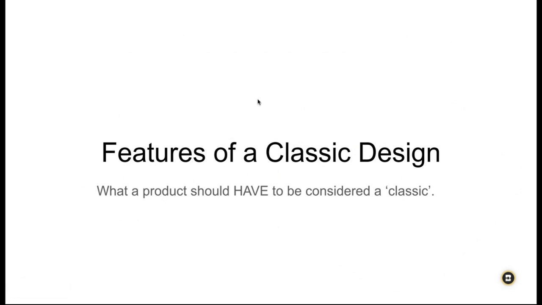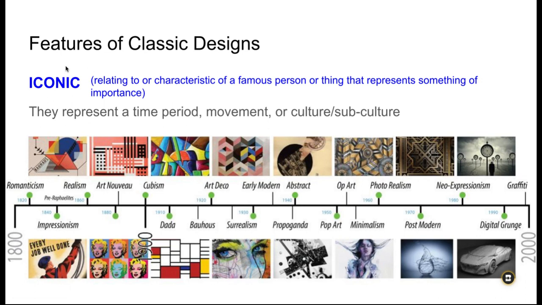Okay, so we're going to start with an overview of the features of a classic design. These are the things that a product should have to be considered classic. So the first thing is they should be iconic. The dictionary definition of iconic is relating to or characteristic of a famous person or thing that represents something of importance. So they could be iconic because they are related to a particular design movement.